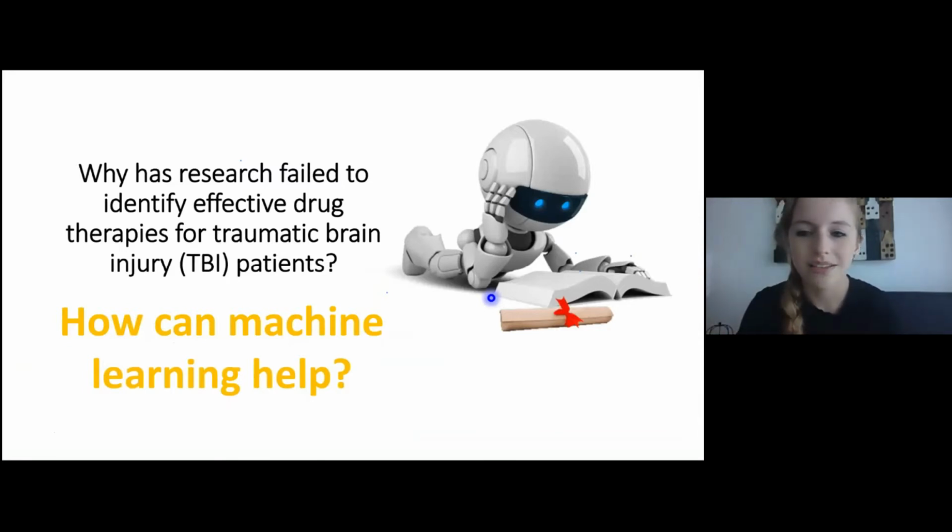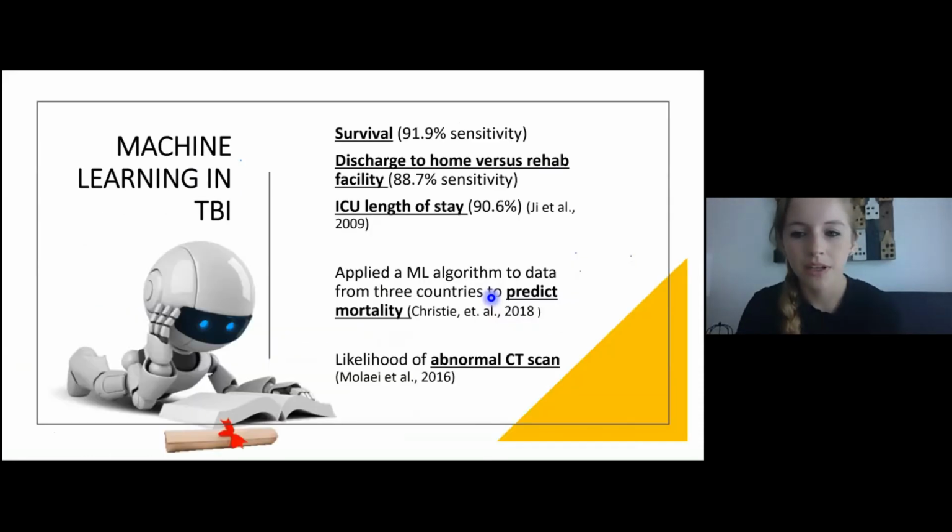So then we can ask the question of what role does machine learning play? And major sweeping questions from the TBI field have been addressed, such as will the patient survive? How long will they be in the hospital? Will they have an abnormal CT scan? However, some more intricate questions, such as degree of recovery or optimal treatment, have yet to be well hashed out.